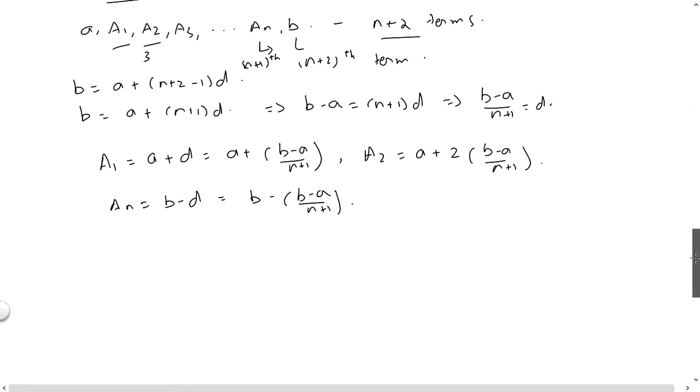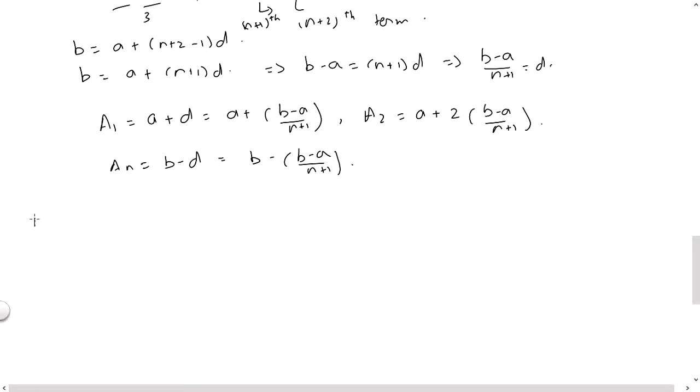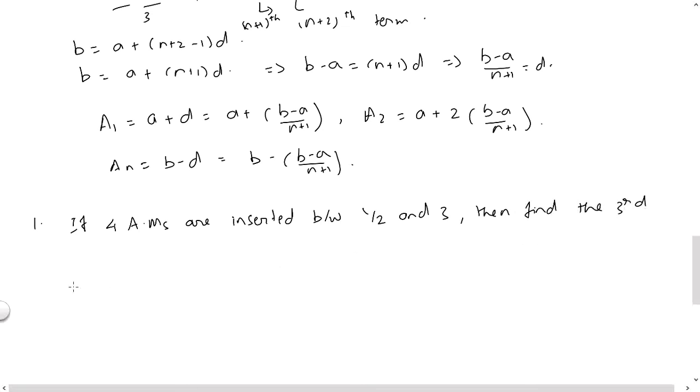Let us see a simple problem based on this concept. If four arithmetic means are inserted between half and 3, then find the third arithmetic mean. Okay, let us see.